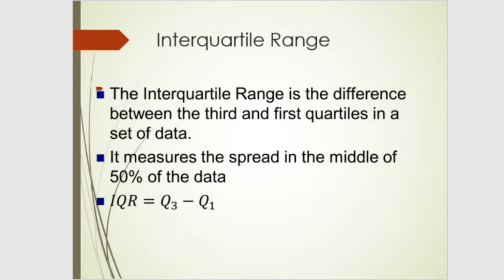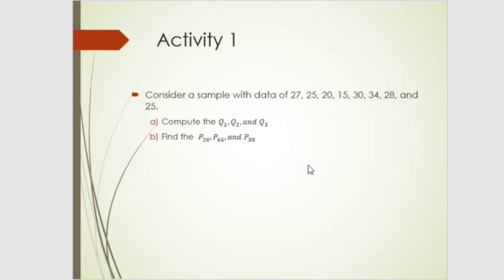All right. Let's look at this activity one, just to see if I'm able to apply what I've just covered. I know this is not a long session, and I believe you've already done this. Let's work together. Consider a sample with data of 27, 25, 20, 15, 30, 34, 28, and 25. Compute Q1, Q2, and Q3. And the second one: find P20, P65, and P30. All right, let's start.